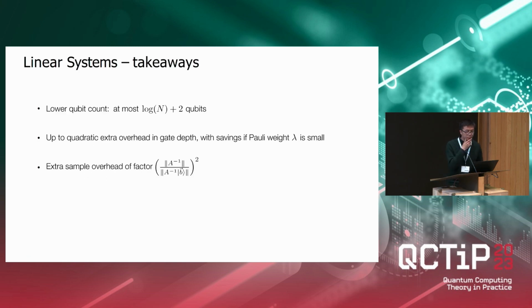So the main takeaways of this comparison is that, okay, the main goal was achieved. We have a lower qubit count. However, this comes at a cost of up to quadratic overhead in gate depth, with some savings potentially if the Pauli weight is small. Additionally, there's an additional sample overhead if we're looking at incoherent sampling by some factor which can be as small as 1, but also can be quite large. And this will, again, depend on the specificity of the problem we have.